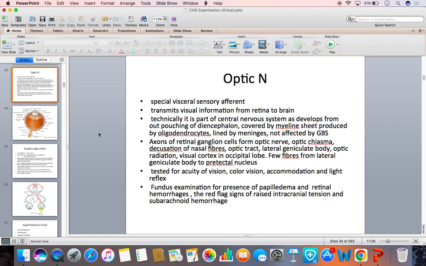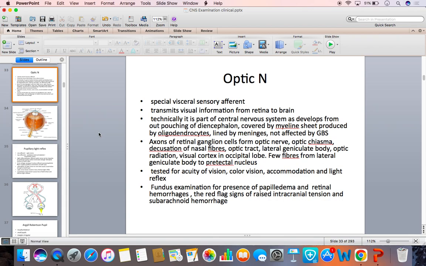As such, this particular nerve is a part of the central nervous system because it develops as the outpouching of the diencephalon. Number one, it is covered by the myelin sheath, which is produced by the oligodendrocytes. In addition, it is lined by the meninges and it is not affected by GVS. So it is a part of the central nervous system. Consider that.